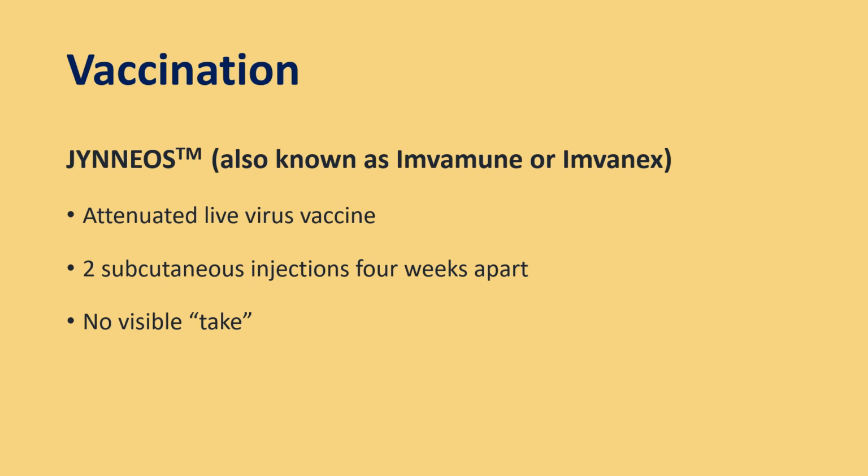Jynneos is a live attenuated virus which is given as two subcutaneous injections 4 weeks apart. There is no visible take unlike the ACAM 2000, and usually the immunogenicity is confirmed by the blood tests. Both these vaccines are about 85% effective in preventing monkeypox. Vaccinia immunoglobulins are also used as a part of post-exposure prophylaxis in high-risk individuals.